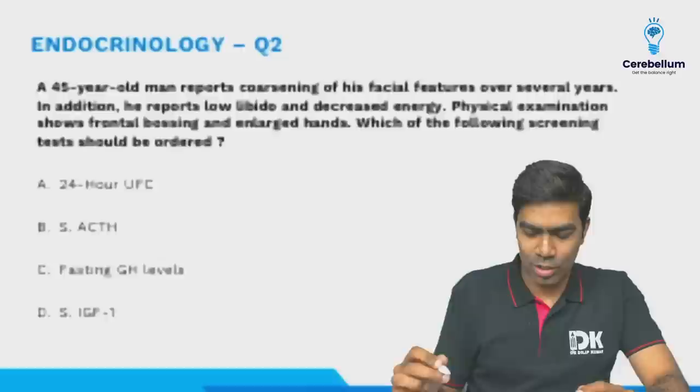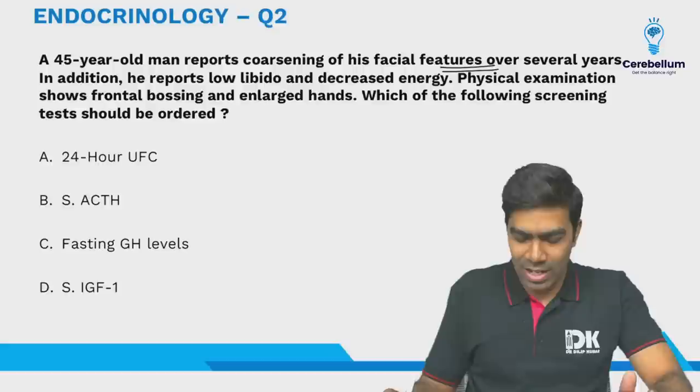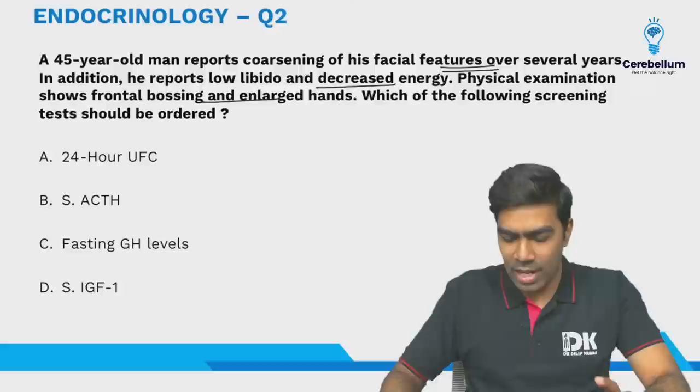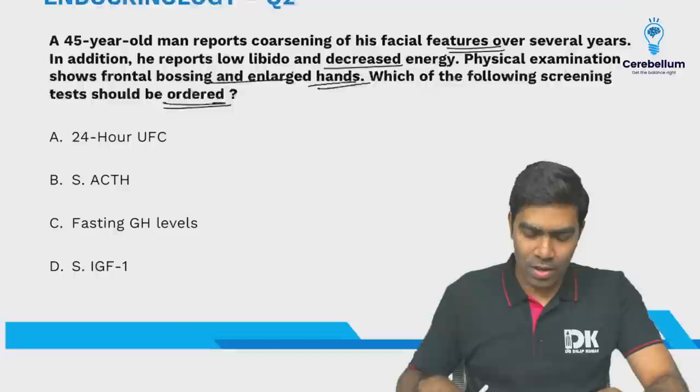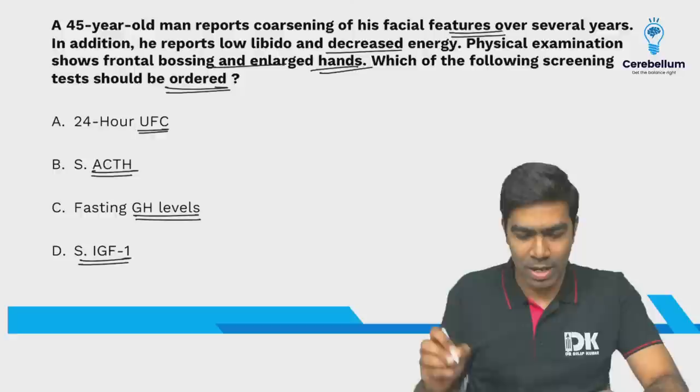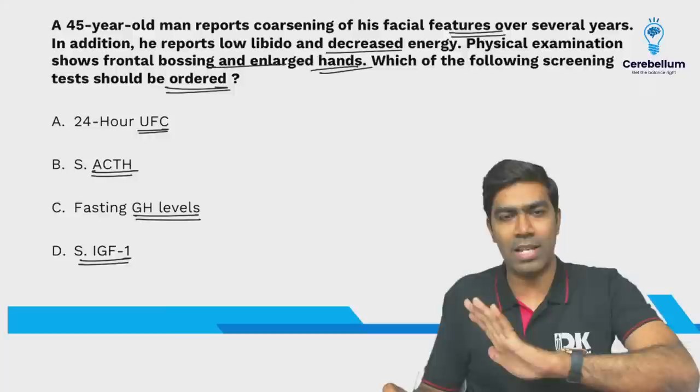Question number 2. A 45-year-old man reports coarsening of his facial features over several years. In addition, he reports low libido and decreased energy. Physical examination shows frontal bossing and enlarged hands. Which of the following screening tests should be ordered? 24-hour urinary free cortisol, serum ACTH, fasting growth hormone levels, or serum IGF-1. This is a very, very common question asked in many of your exams.